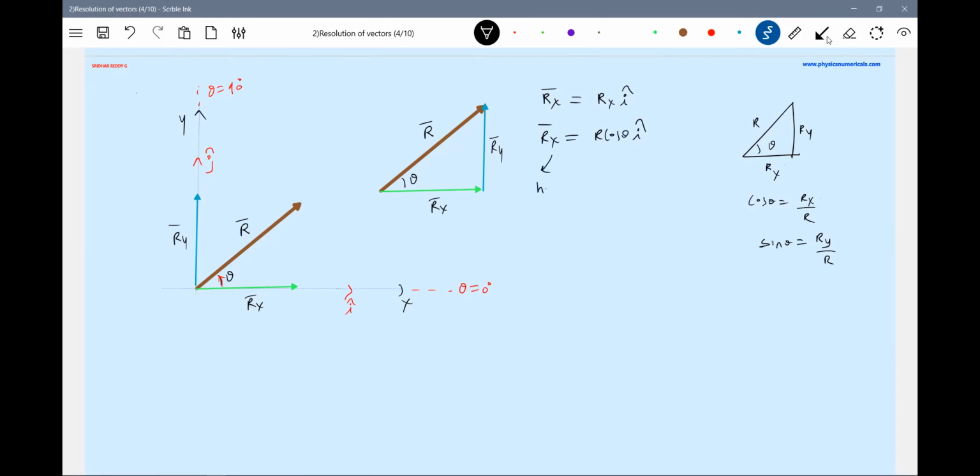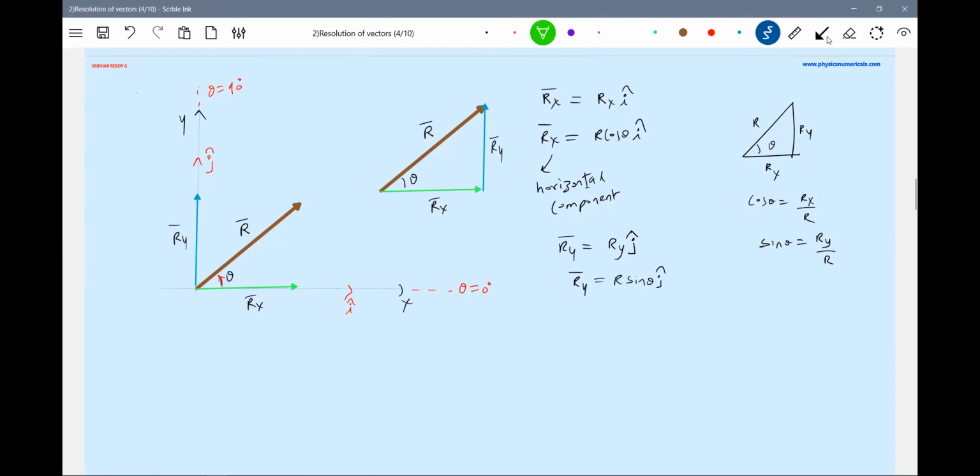I am going to call this the horizontal component, since it is along the x axis. I need not use the word rectangular very specifically. Similarly, I want Ry bar, which should be equal to Ry j cap, since Ry is along the y-axis. A component of the vector will be along the y-axis. Why is Ry equal to R sin theta? From trigonometry, Ry will be R sin theta.